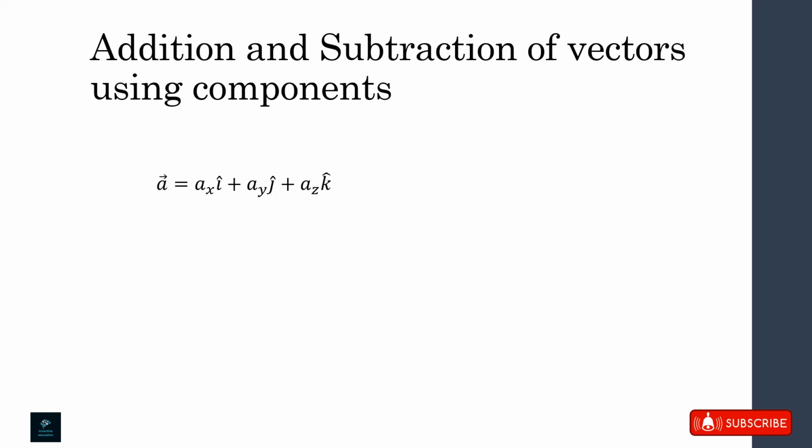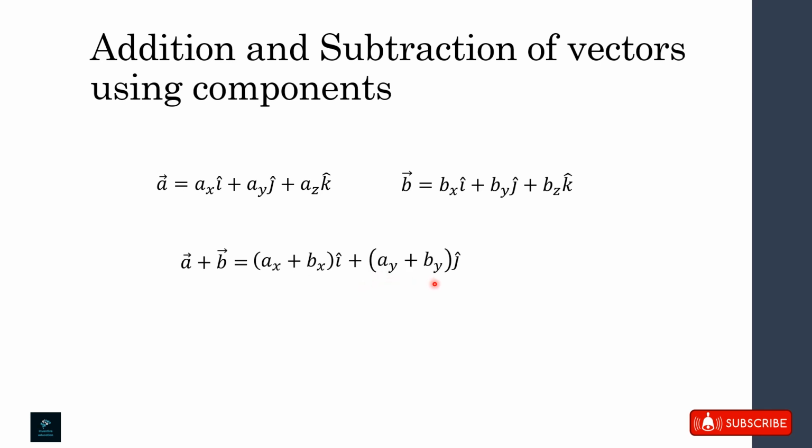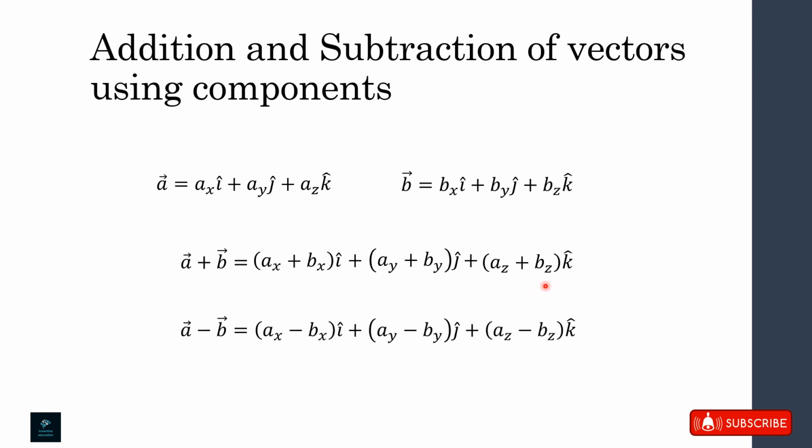For example, if A is a vector having components Ax, Ay, and Az, and B is a vector having components Bx, By, and Bz in x, y, and z directions, the unit vectors are i, j, k. We can now find A vector plus B vector as Ax plus Bx times i hat plus Ay plus By times j hat plus Az plus Bz times k hat. Similarly, we can find the difference of vectors as Ax minus Bx i plus Ay minus By j plus Az minus Bz k.